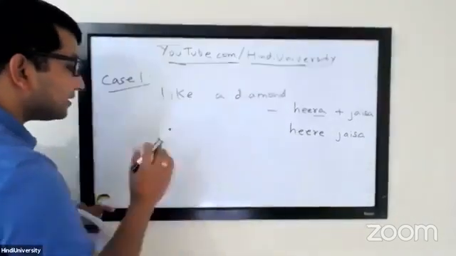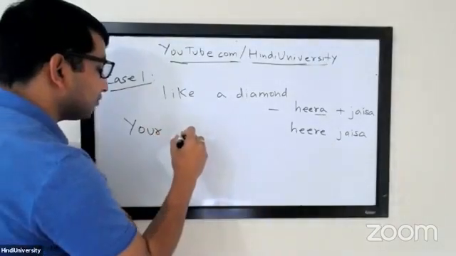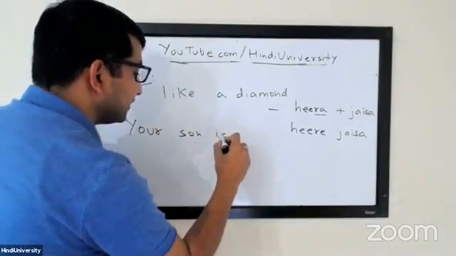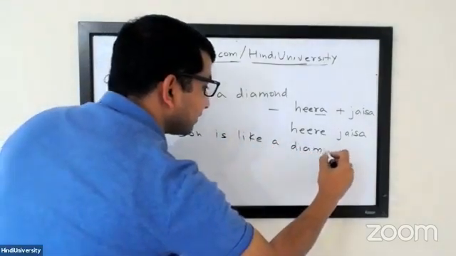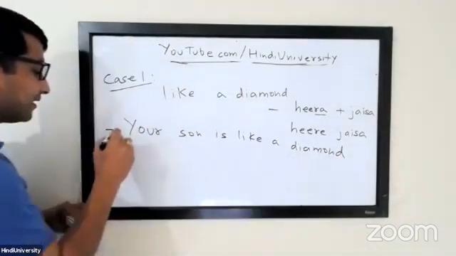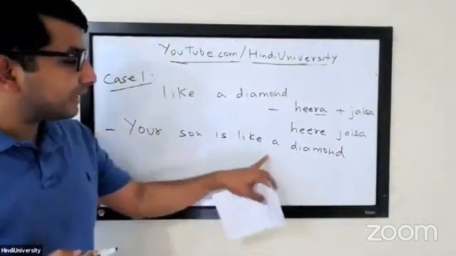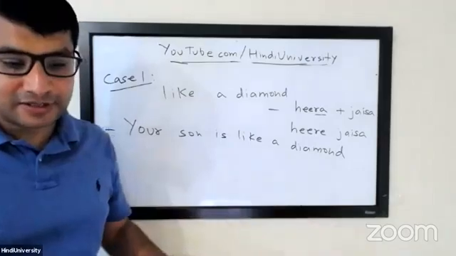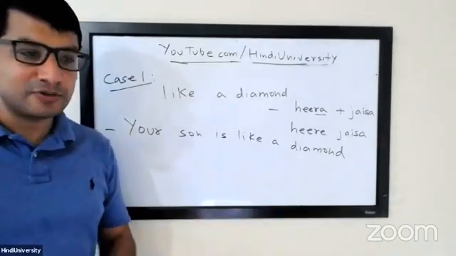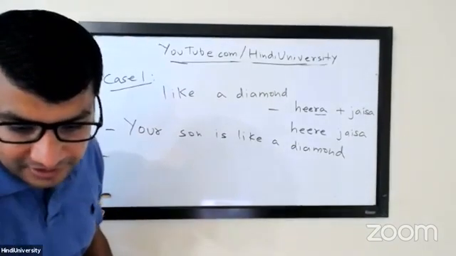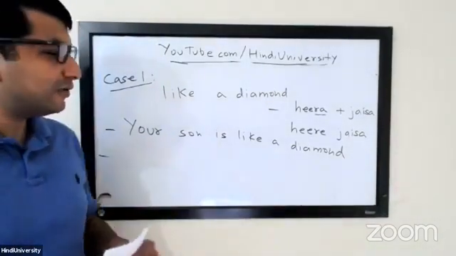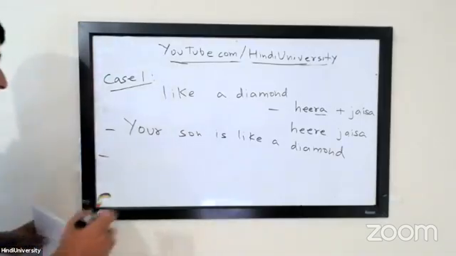So let's say your sentence is very simple, where you want to say your son is like a diamond. I just made it up, right? How do you say that? Let's say you are trying to give a compliment to someone that he's just like a diamond, hard to find. Kingaji, you want to kick off? Tell us, how will you say that? Your son is like a diamond.